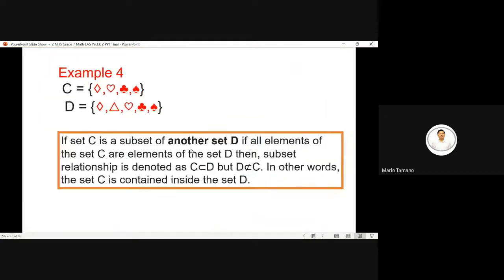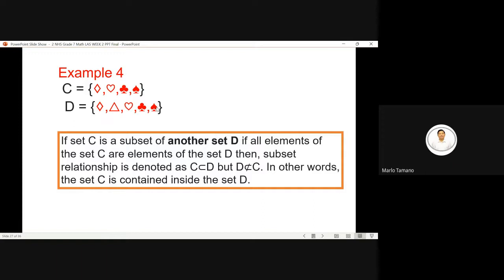Next, number 4. Set C, we have here diamond, then heart. We have what you call this in cards or playing cards. We have here flower and spade. Okay. Set D, we have diamond. Then we have triangle. We have heart. We have what you call this? Flower and spade.